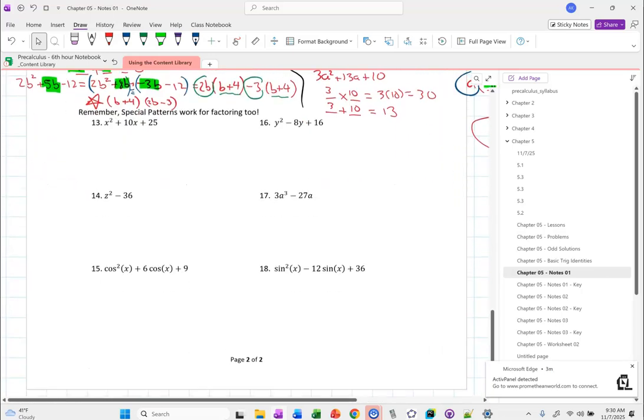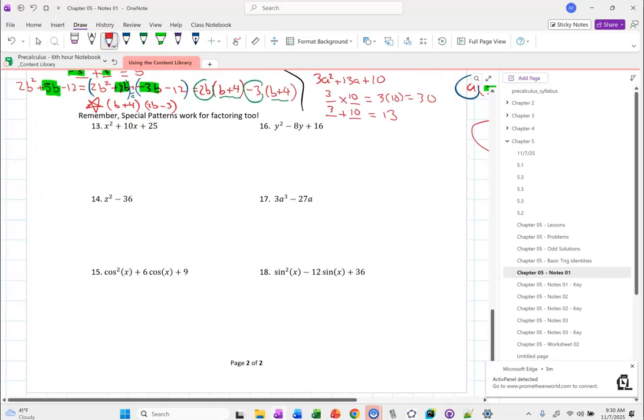Now, remember those special factoring or special multiplication patterns we talked about before? Equal signs can be read forward or backwards. So those multiplication patterns can also be used as factoring patterns. So that's what we want to practice here as a shortcut.